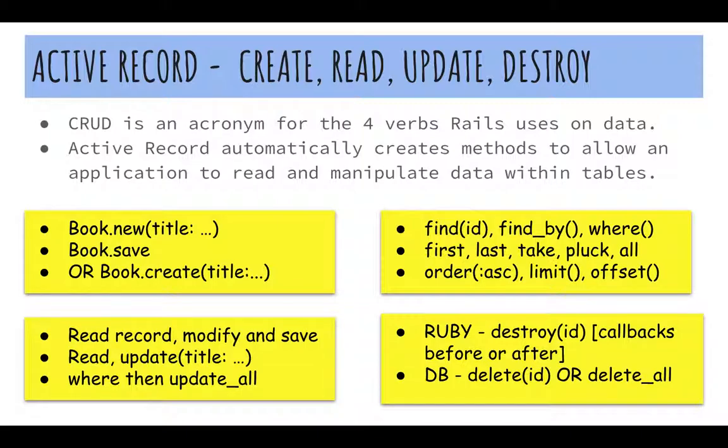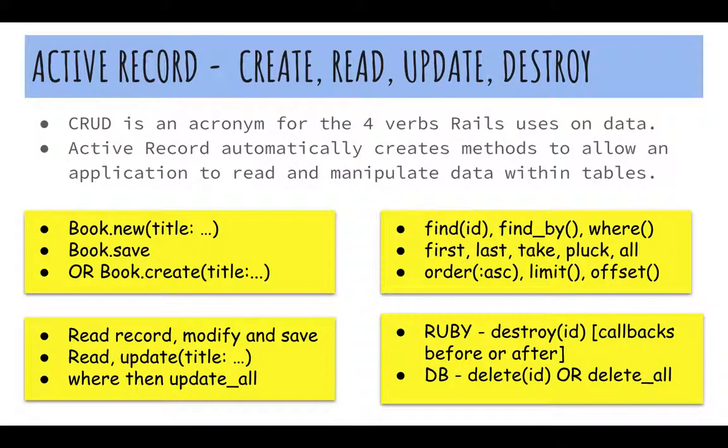Update involves reading the record, which is what we saw in the read section, and also modifying and then saving it. We can also read and then update directly on the instance, and that is the update method. Modifying it would involve reassigning attributes, and update_all is quite a powerful command that allows us to do all the updates in one go.